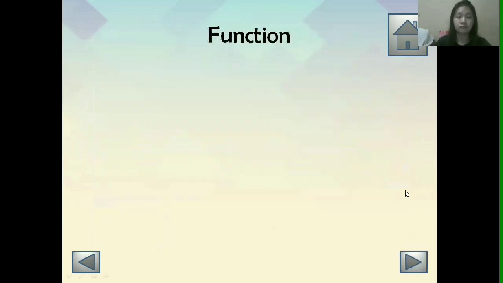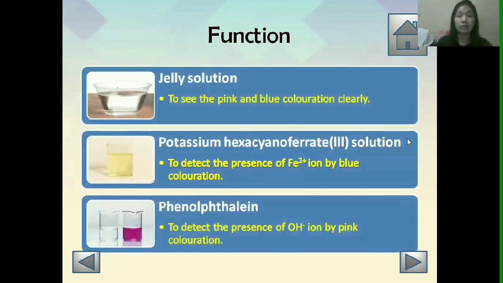Now let's look at the function of the solutions. The jelly solution is used to see the pink and blue coloration clearly. Then the potassium hexacyanoferrate solution is used to detect the presence of iron 2 ion by blue coloration. So if rusting occurs, then we can see the blue coloration form. Next, the phenolphthalein is used to detect the presence of hydroxide ion by pink coloration.